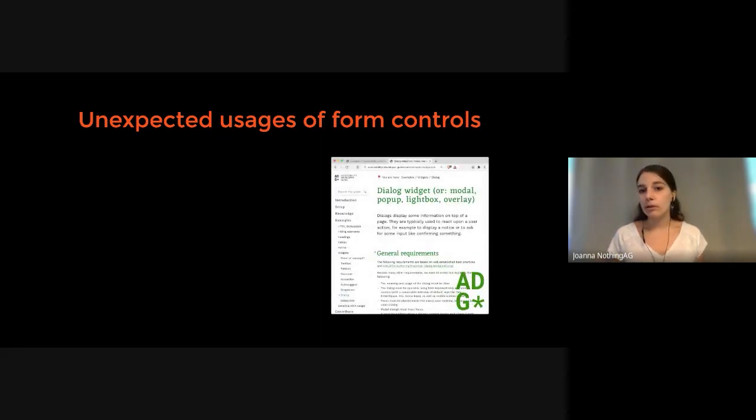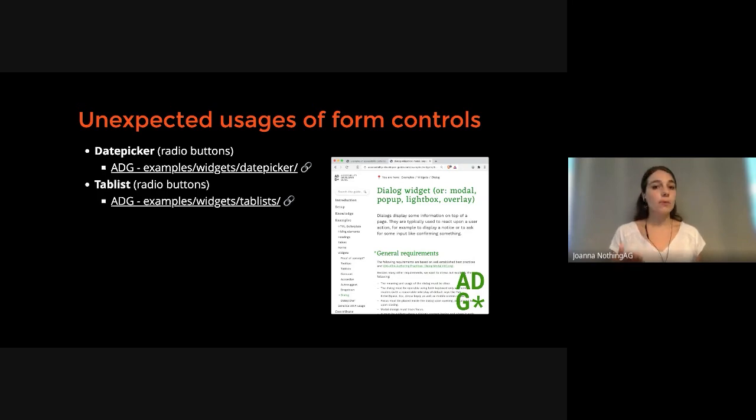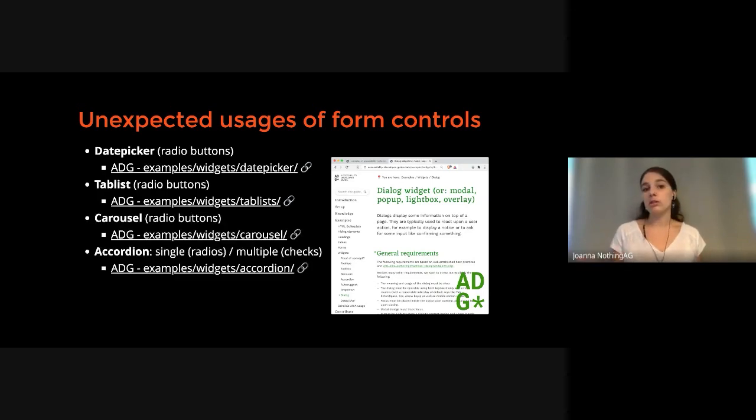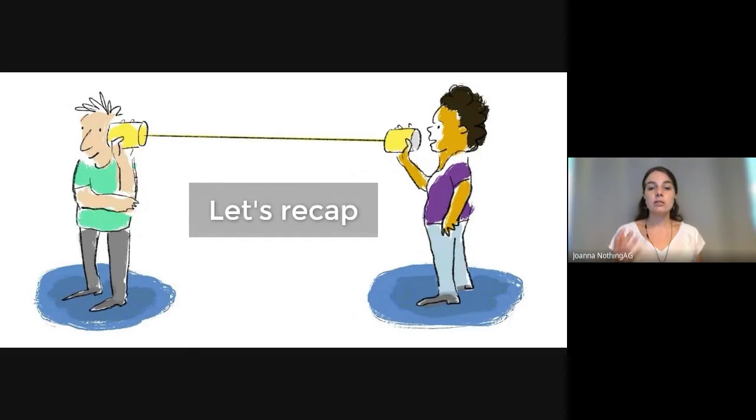Now that you are aware of this guide, if you go browsing it a bit, you will find more examples of using traditional HTML form controls to make complex things like a date picker, a tab list, a carousel, or an accordion. So now that we reach the end of this presentation, let's do a recap.